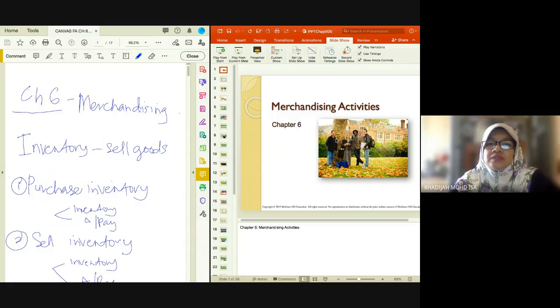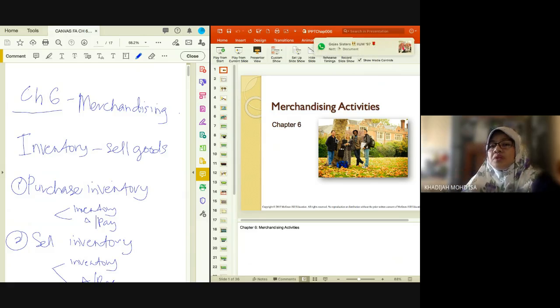Merchandising activities is different from the previous activities because it involves buying and selling of goods. So the activity is buying and selling, not only providing services. When you sell goods, then you are already in merchandising activities. When you have merchandising activities, the preparation of the accounting is a bit different as compared to those who only provide services.